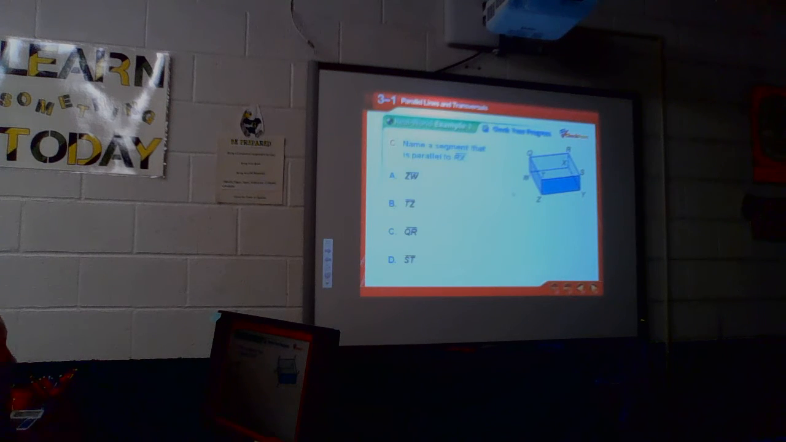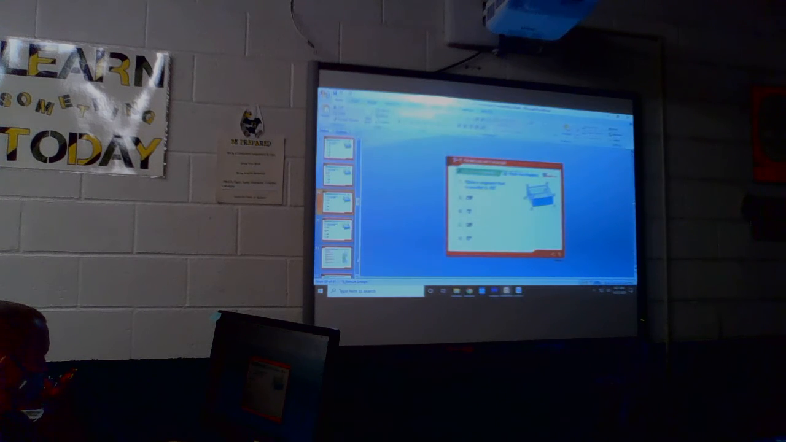So, how about this one? If we stick with RX, name a segment that is skew to RX. QT, everybody agree? What else? TS, I can live with that one. WZ, ZY, right? How about a plane that is parallel to WQT? RSY. So we're talking about the what, Keith? The sides, right? The sides. That's kind of what we did yesterday, right?